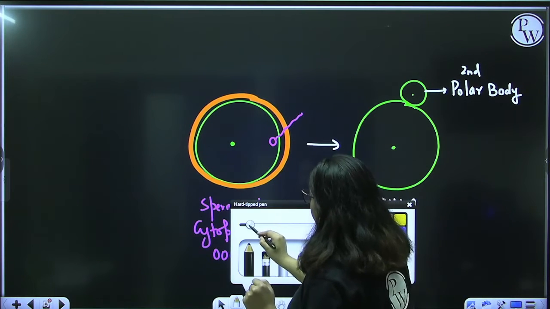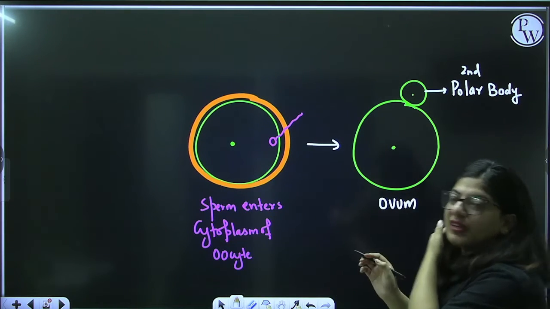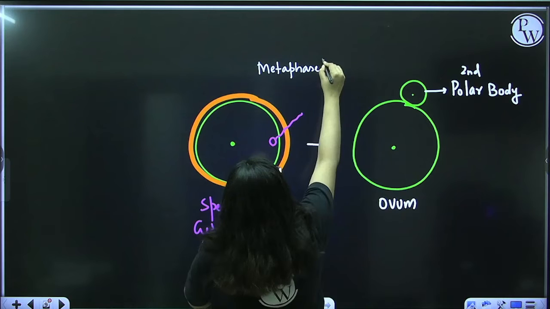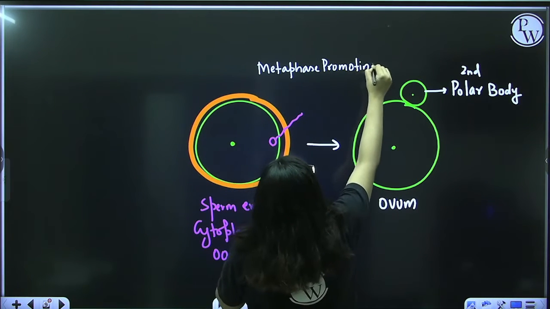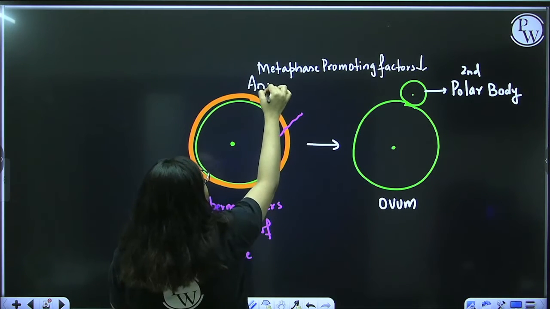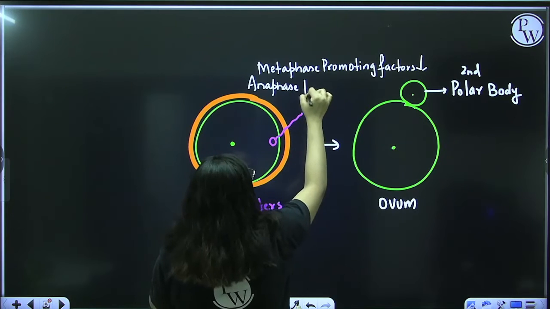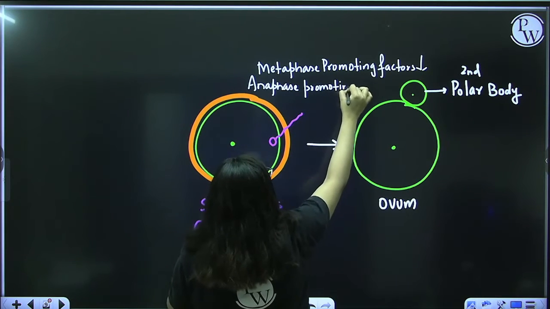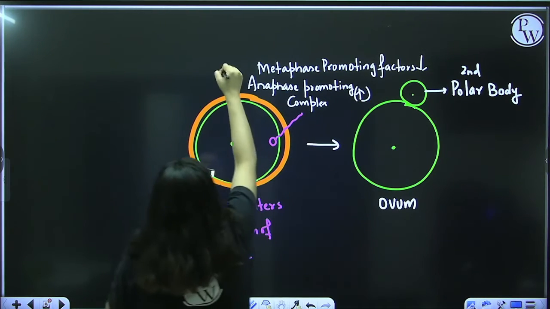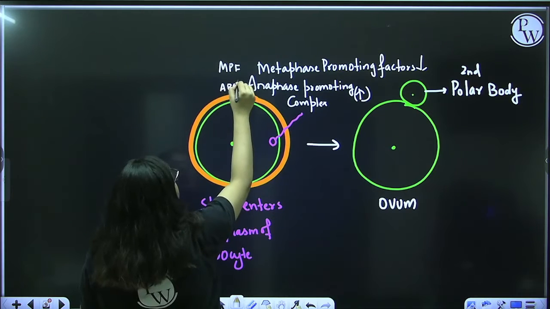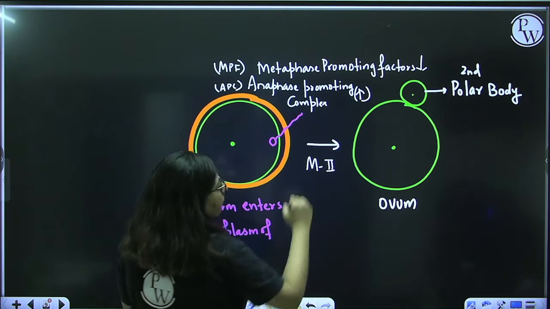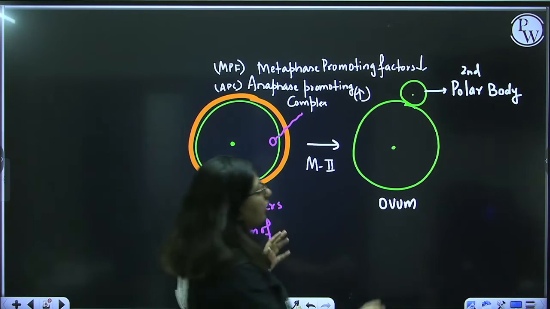Another point, how does it enter from metaphase to anaphase? Here, metaphase promoting factors, MPF, will decrease, whereas anaphase promoting complex, APC, will enhance, right? Short forms are MPF and APC, and this is how it will complete its meiosis 2, right? And the second polar body will later on degenerate.